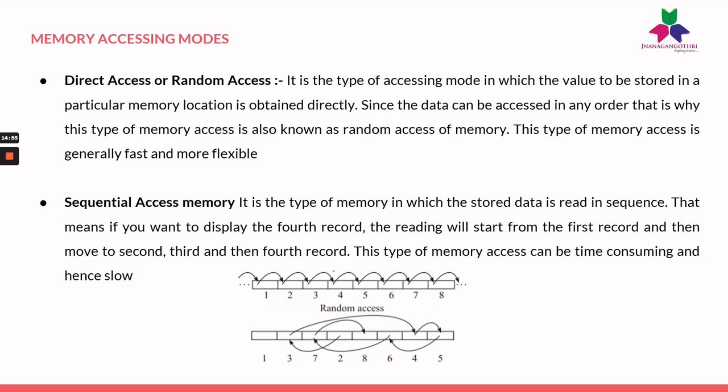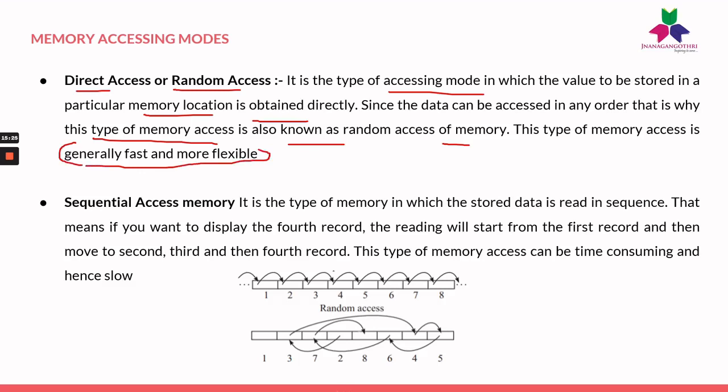The first one is direct access or random access. In this type of accessing mode, the value stored in a particular memory location is obtained directly. Since the data can be accessed in any order, this type of memory access is also known as random access of memory. This type of memory access is generally fast and more flexible.